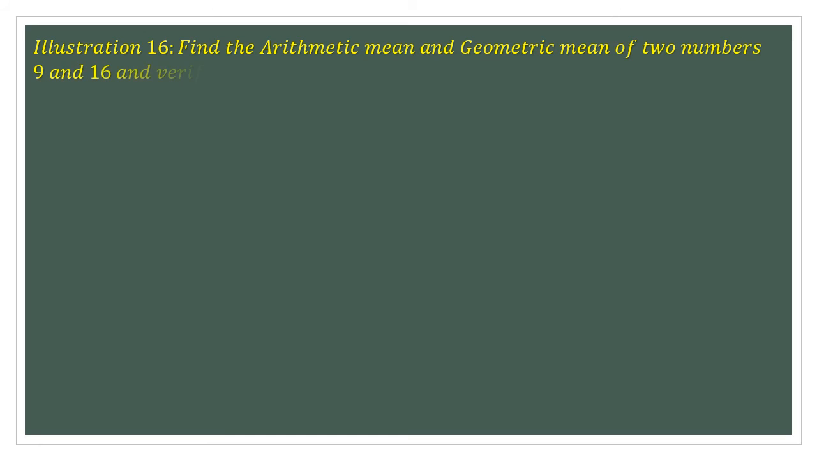Illustration 16. Find the arithmetic mean and geometric mean of two numbers 9 and 16 and verify that x bar is greater than G. Now of course these numbers are not the same, that's why x bar cannot be equal to G and therefore x bar must be greater than G, but we need to prove that. So how are we going to prove it? I will take x1 as 9 and x2 as 16 and the total number of observations is 2.